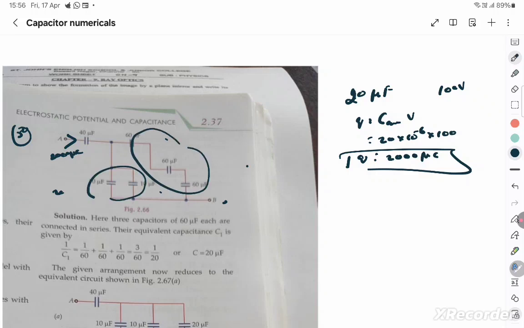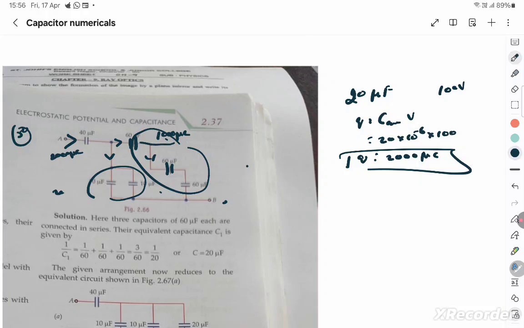As you already know, this is 20 and this is 20. So can I just say that's going to split up equally? Can I just say that 1000 microcoulomb flows through here and another 1000 microcoulomb flows through there? But these are in series, so all the three capacitors are going to get 1000 microcoulomb, and you can find the voltage across every capacitor.